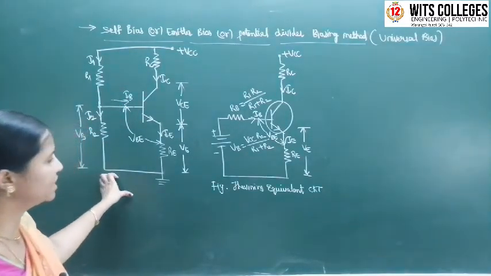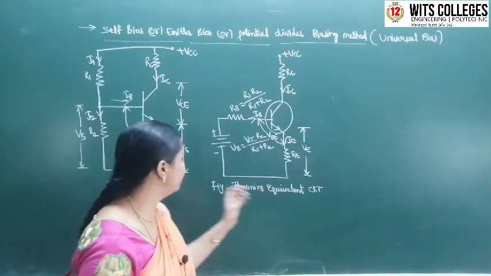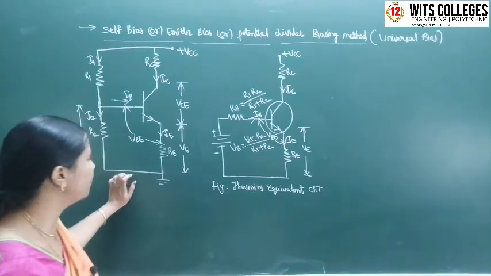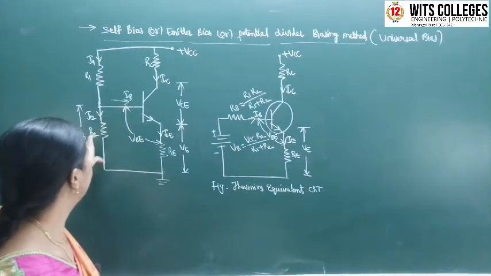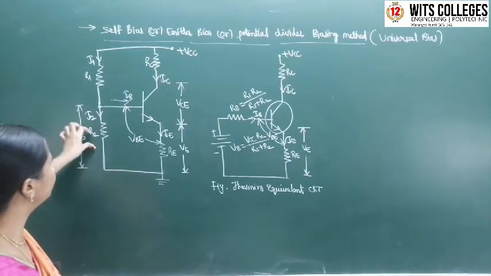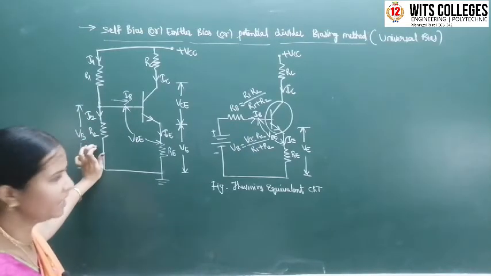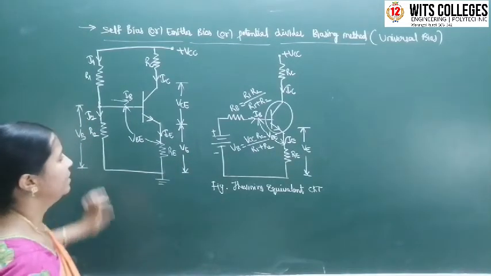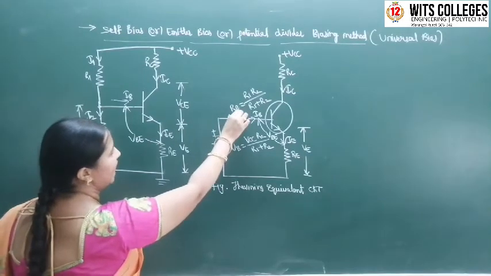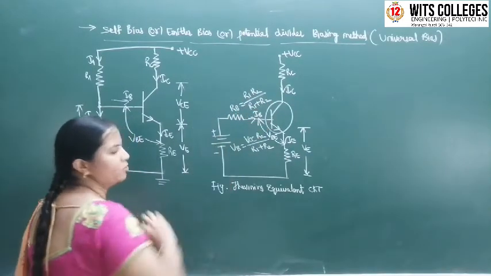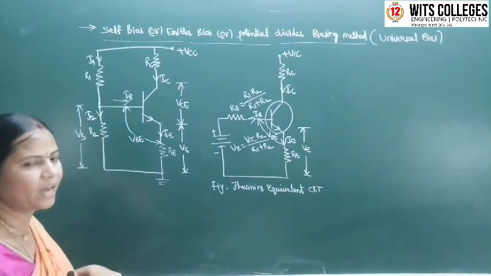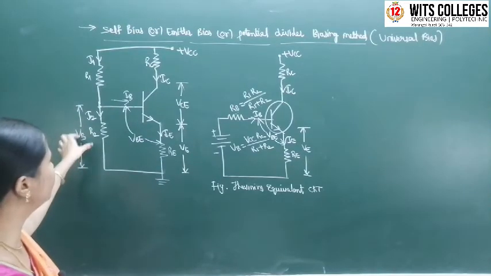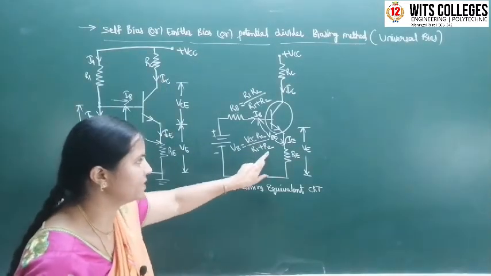So this is the circuit description, and this is the Thevenin's equivalent circuit of this emitter bias circuit method. Here is the base resistor. R1 and R2 are connected in parallel here. The equivalent resistance RB equals R1 R2 by R1 plus R2, because the resistors R1 and R2 are connected in parallel. And the base voltage VB is equal to VCC into R2 by R1 plus R2.